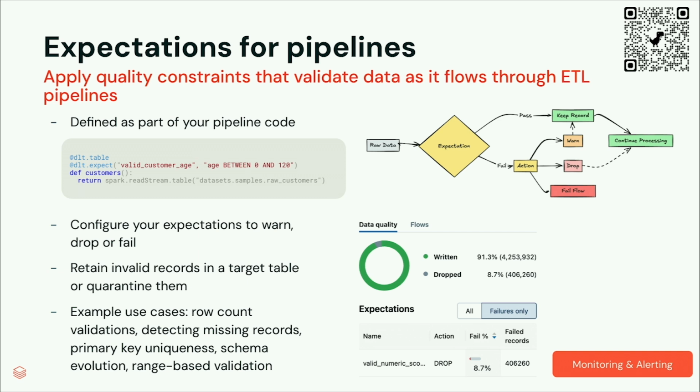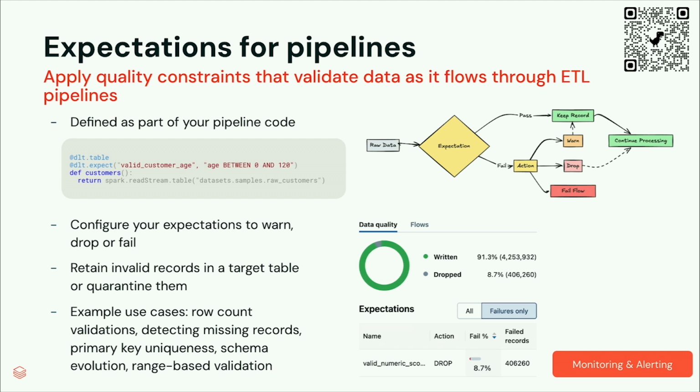that can be taken. And depending on what this violation of expectation means for your business, you can decide what should happen. Should this just be a warning you can track over time? Should the data be dropped and you can continue processing? Or finally, should this really fail the flow and as a result fail your pipeline update?